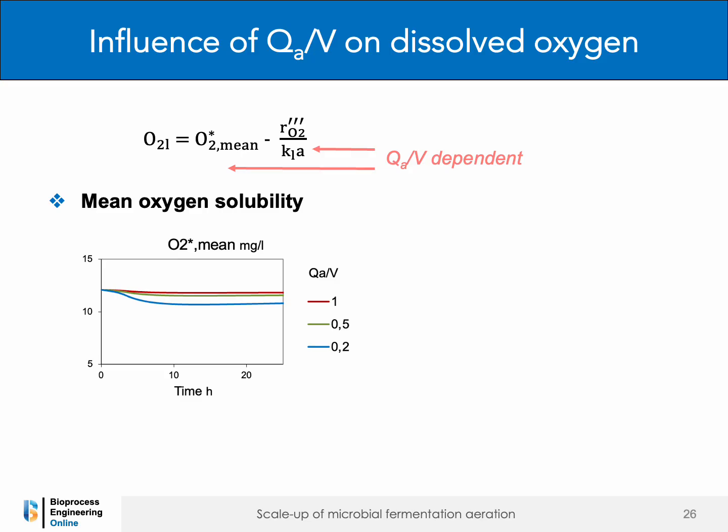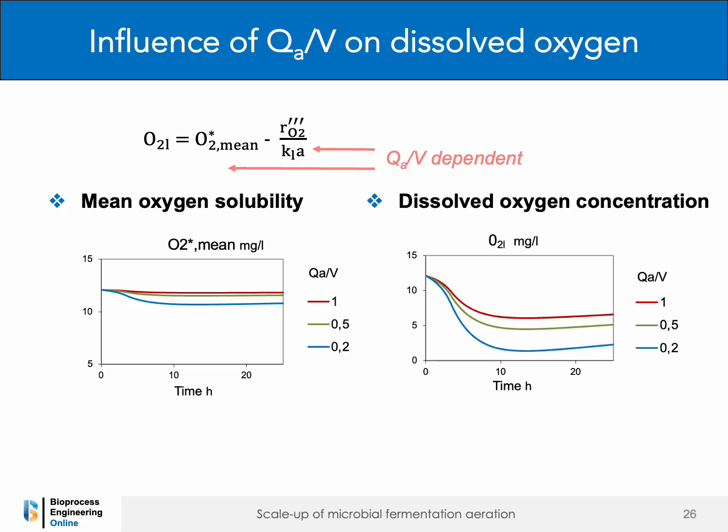A decrease in the volumetric airflow rate, QA over V, leads to a lower mean oxygen partial pressure in the gas phase passing through the fermenter. As a consequence, the mean equilibrium oxygen solubility is reduced. In addition, a lower airflow rate generally results in a decrease in KLA, further reducing the oxygen transfer rate.